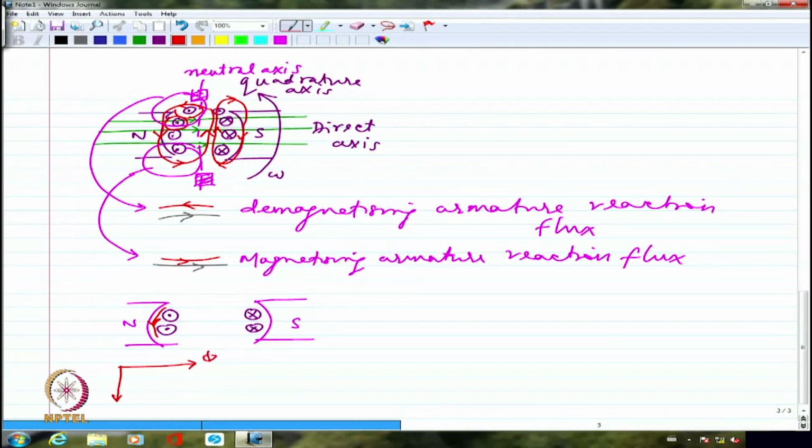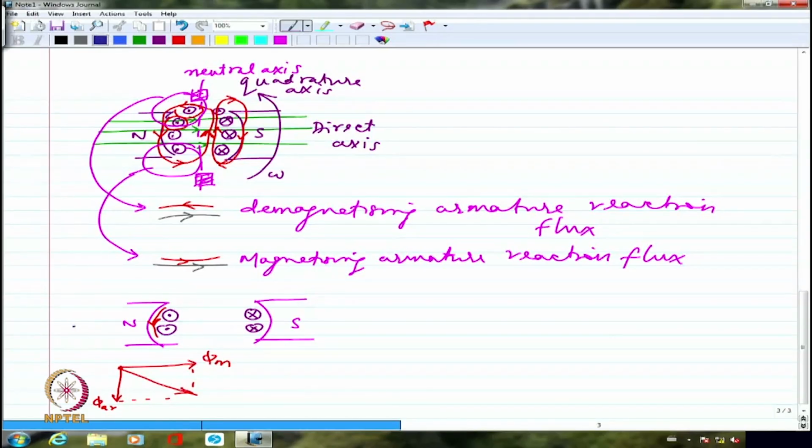So I will call this phi main, this is phi armature. When I look at the resultant, I will probably get a resultant somewhat like this. The resultant of the two will look somewhat like this. Whereas, if I look inside the armature core, this is exactly in the opposite direction. So what I am going to have as the overall flux will be somewhat like this.